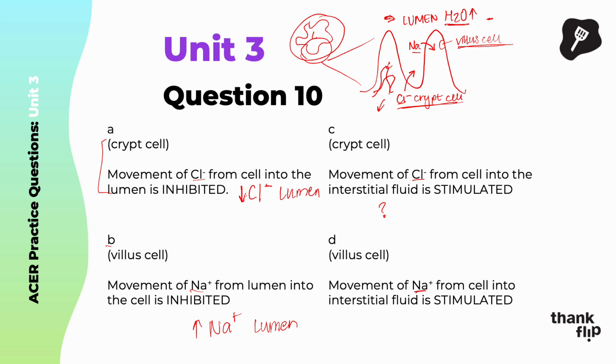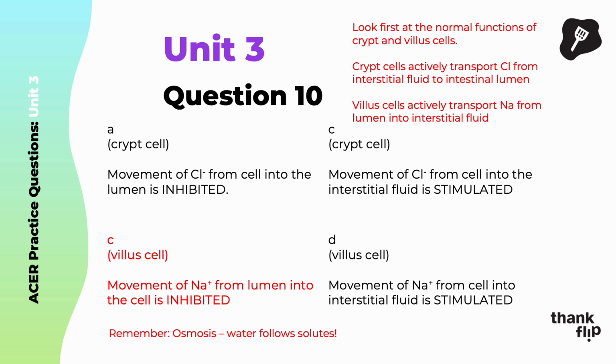Then we have the movement of sodium from the cell into the interstitial fluid is stimulated, and that's the exact same reasoning as option C, so we'll put a question mark there as well. We already know from these two options that because we have an increase in sodium in the lumen, we're going to have an increase in H2O, because in osmosis, water follows salt. We already know that B is the most viable option here. And there you go, that's question 10.